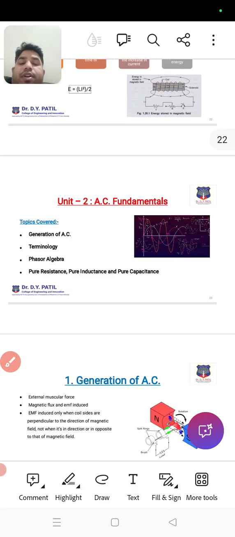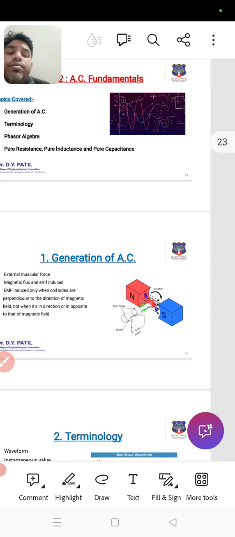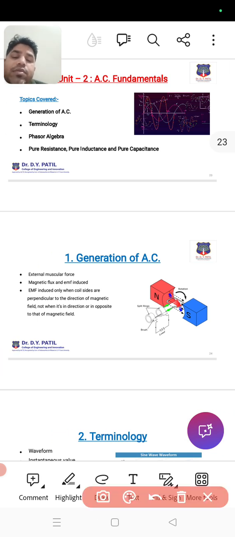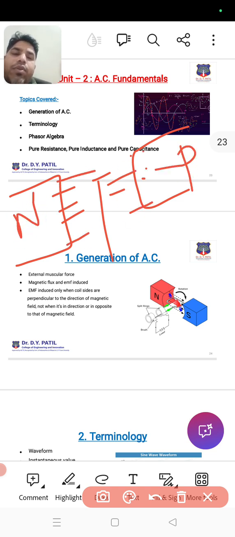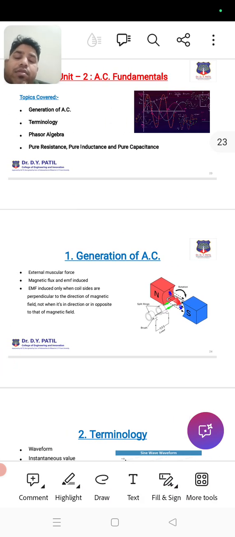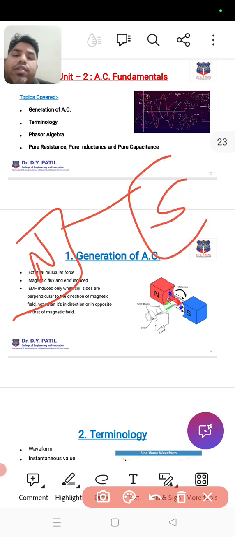Second is the AC fundamental. What will be the AC fundamental? As per Faraday's first law, any conductor placed in a magnetic field, what will happen? The induced EMF is going to be generated inside of that. So suppose we have placed a magnet, there is an N pole and an S pole, and the magnetic flux is going to be generated like that.